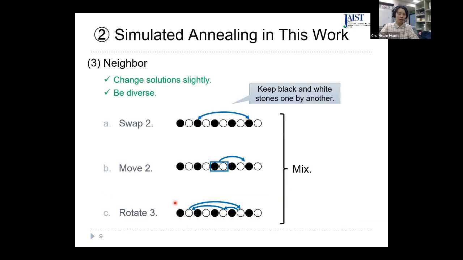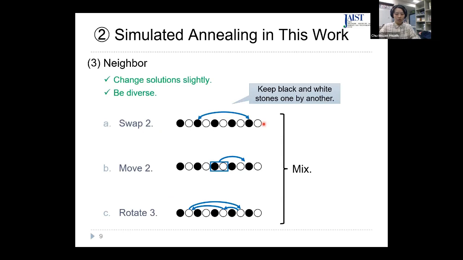Following these ideas, we decided on 3 kinds of neighbor functions and mix them. First, we randomly select 2 stones of the same color and swap them. For the second one, we randomly select 2 consecutive stones and move them to some other place. The third one randomly selects 3 stones of the same color and rotates their order. All of these neighbor functions are designed to keep black and white stones alternating.